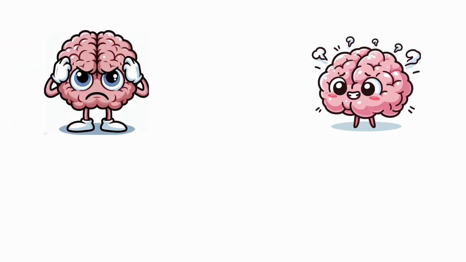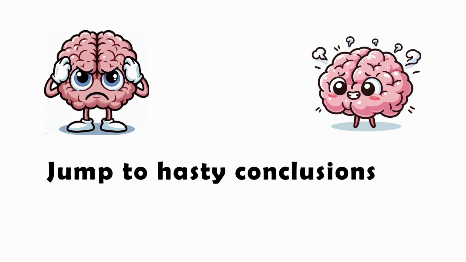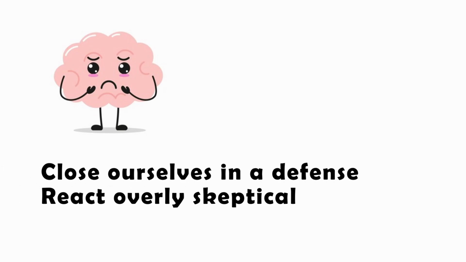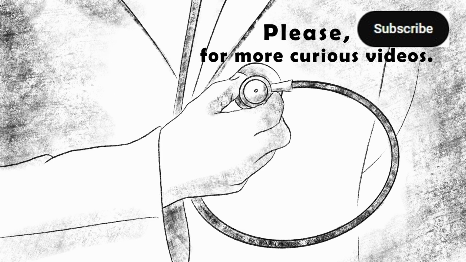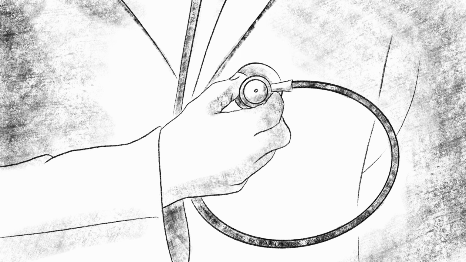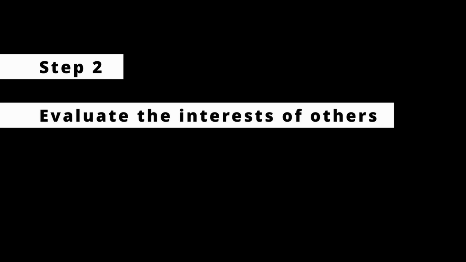If we feel impatient or uncomfortable, we may jump to hasty conclusions without considering all the facts. If we feel hurt, we close ourselves in a defense and react overly skeptical to any argument. It is important to understand our starting emotional point because we can better identify our own biases and raise our self-awareness before taking in further information. Furthermore, as we evaluate our emotions, we gain clarity by practicing self-honesty and self-care, allowing our rational side to take control.